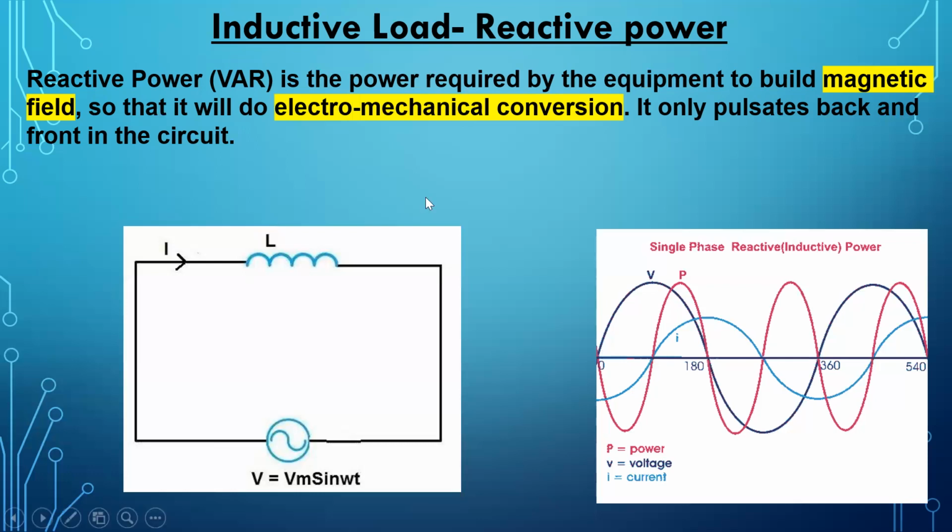So what is happening to the power? At the time of voltage starting, your power is also negative because current is negative. Plus into minus, your power will also become minus. Voltage is in the plus curve and current is in the minus curve. Plus into minus, the power will also become minus. The minus power is the current which is traveling from the load to the source. So this is back and front.